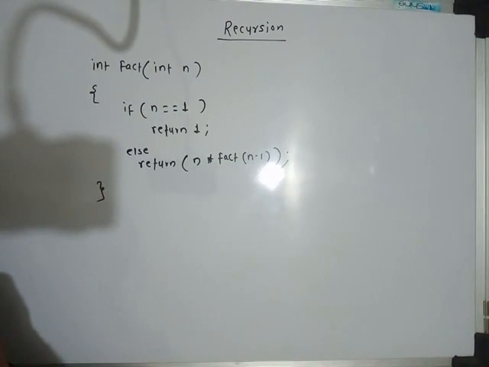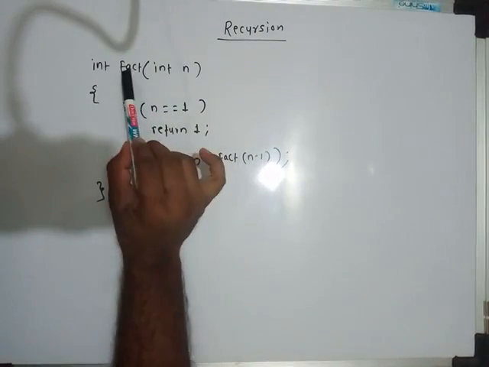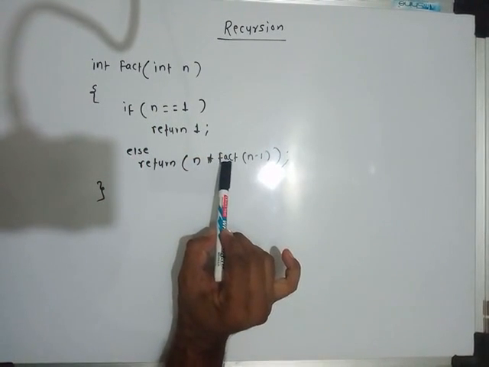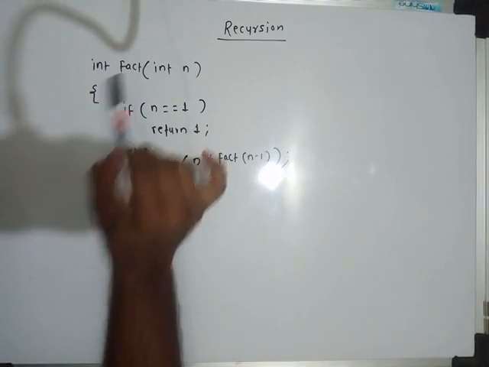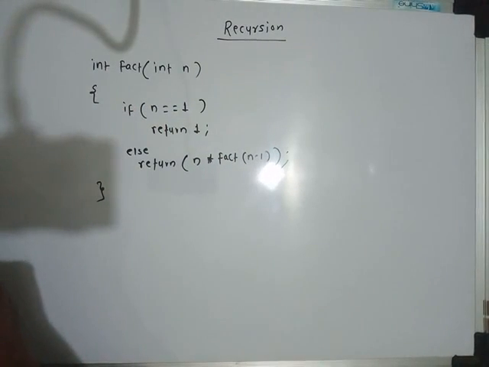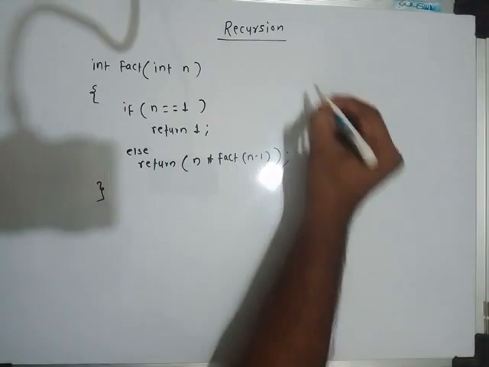So this function is basically to calculate the factorial of a number. Inside this function, if you see this statement, this statement is a call to the same function with parameter n minus 1. So let's execute this function on some example number.